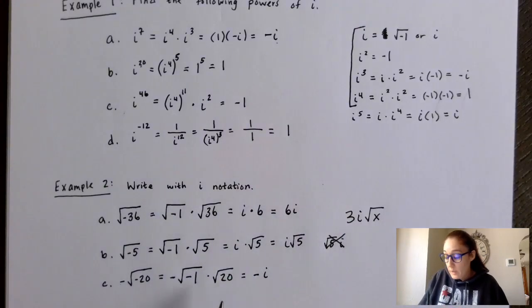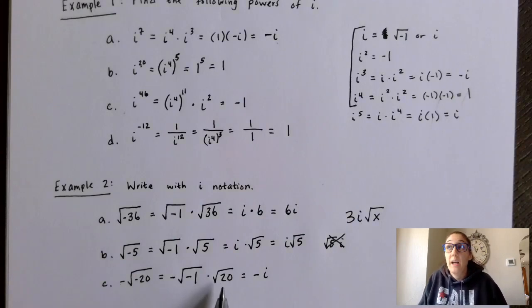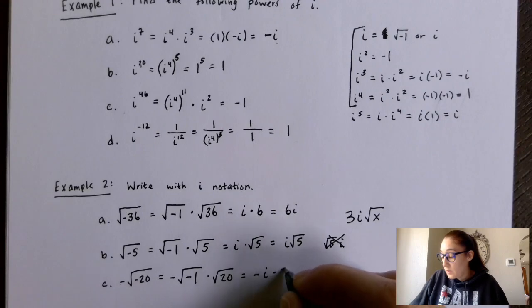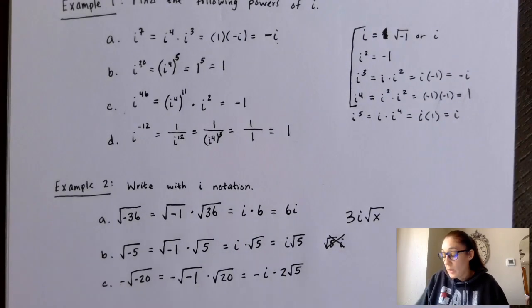And then radical 20, I can simplify that. Let's just do that mentally, right? 20 is 4 times 5, and we can take the square root of 4, so that's 2. But square root of 5 cannot be taken, so we have times 2 radical 5.